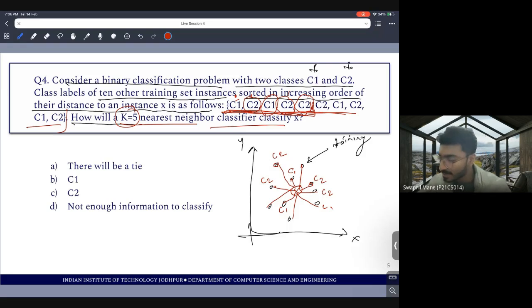So you can see C1 is only 2, and C2 is 1, 2, 3. So C2 is equal to 3 occurrences. So C2 has a greater occurrence in the nearest neighbors. So we are classifying this X node, X point, to a C2 class. That means option C is correct. C2 is correct.